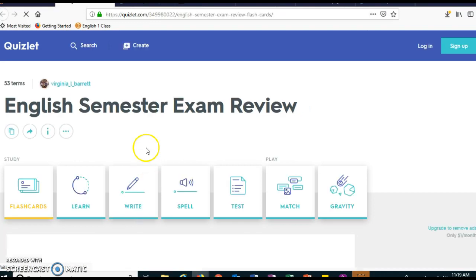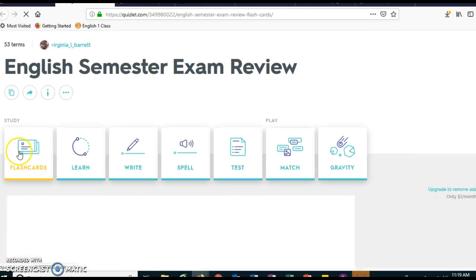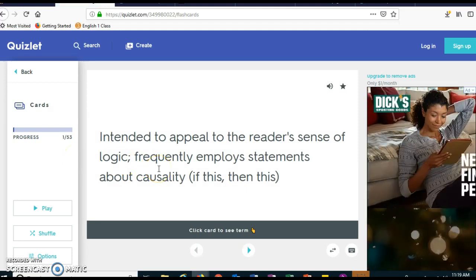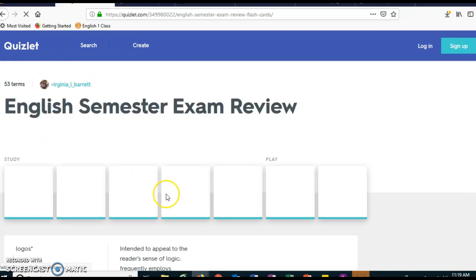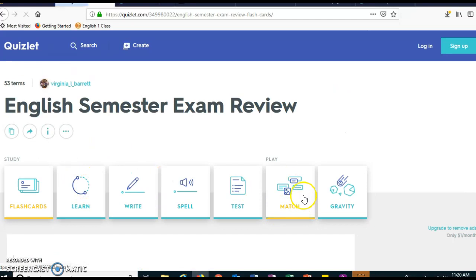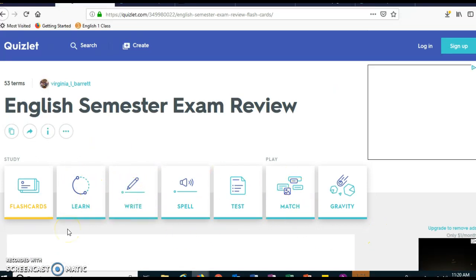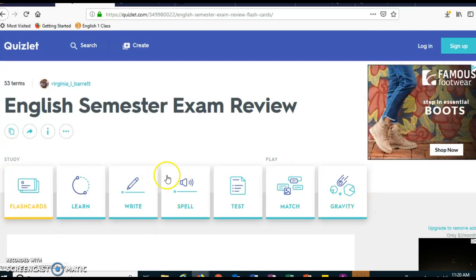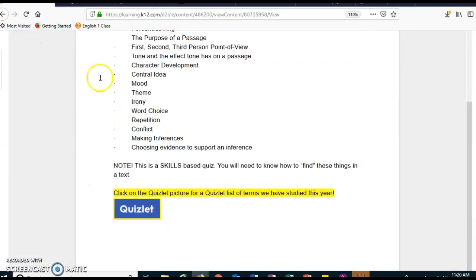There we go. It's going to give you the option to review. So there's flashcards. You can do that. There's different types of games. There's like a matching, there's a write, there's a learn. So you can use this, and I'm sure most of you have used Quizlet before. So you can go through and study through a lot of the terminology to help you review, right? So you have that option.